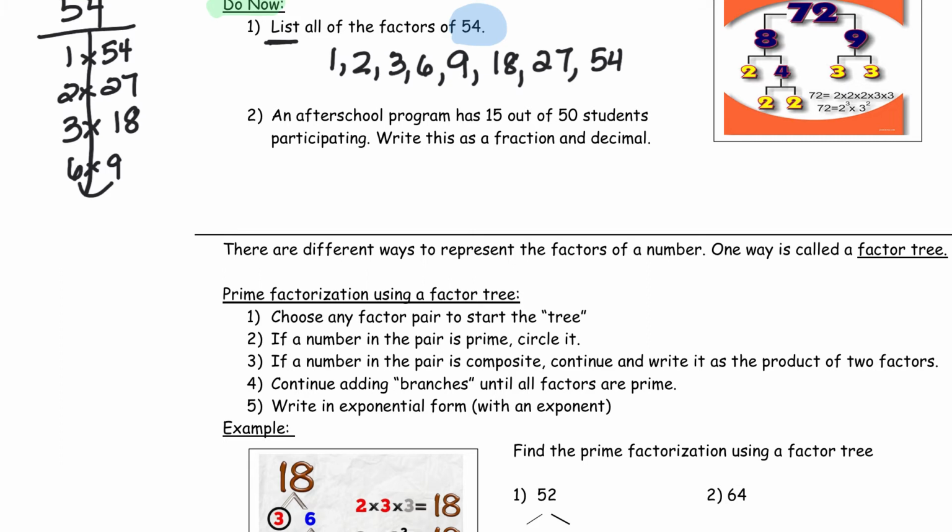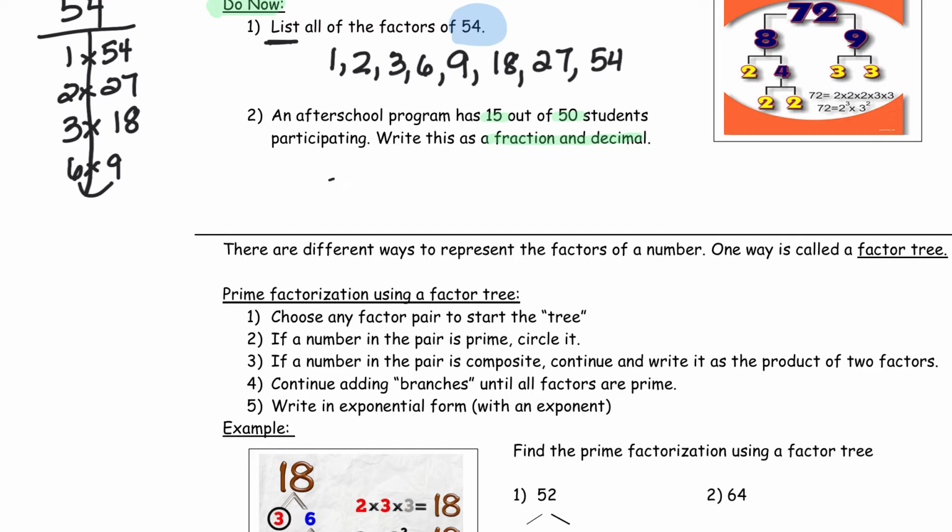Number 2 is a review question. An after school program has 15 out of 50 students participating. Write this as a fraction and decimal. Remember, you always want to start with the question. So, what is the question asking us? Well, it's actually telling us to write 15 out of 50 as a fraction and a decimal.